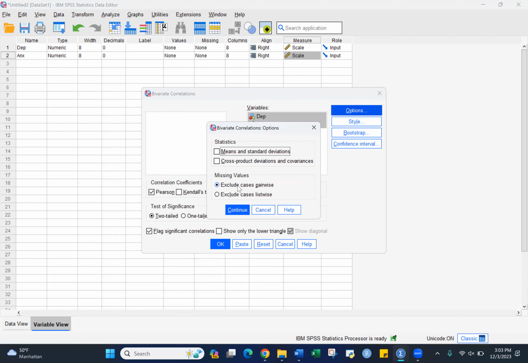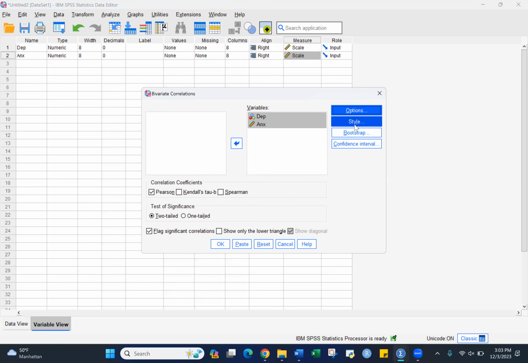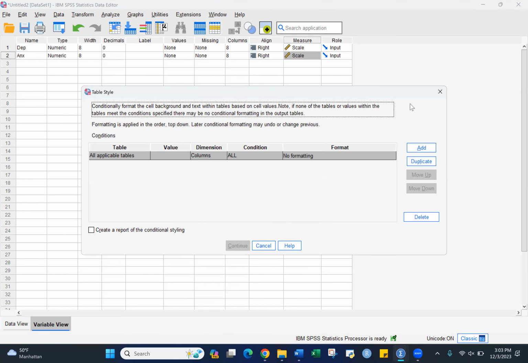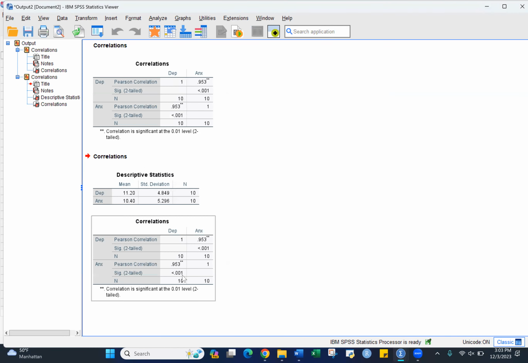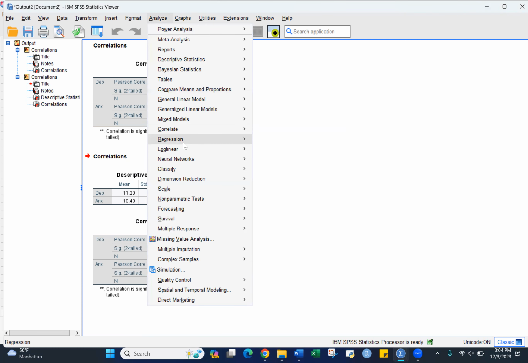And look, if you go to options, you can ask for means and standard deviations if you want. You can also ask for the confidence interval there. As you can see, I don't think we need to do that. You can ask if you want a 1 or 2 tail test. So if I hit OK, I get that little correlation table, right? It shows depression's correlation with anxiety and anxiety's correlation with depression, which of course are the same thing. So correlation matrices have a property of symmetry, so you only have to look in the upper or lower part of them.